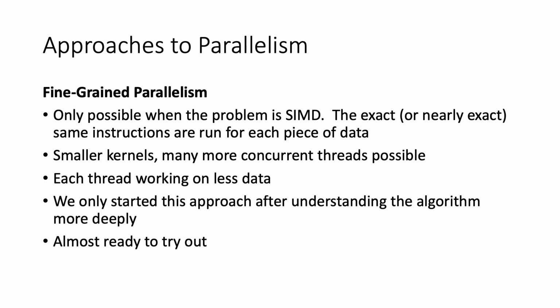So after understanding the code a bit more, we realized that there was the possibility to do some fine-grained parallelism. That's something we sort of only came to quite late in the piece. You can only do that when you've got proper SIMD going on, single instruction, multiple data. Each thread does a lot less work, you have much less memory issues. Your kernels are smaller, you're sort of focusing on just a smaller subset of the code, hopefully. And we kind of got a fair way down the path with that, but we haven't quite got to the point where we've run this approach yet.